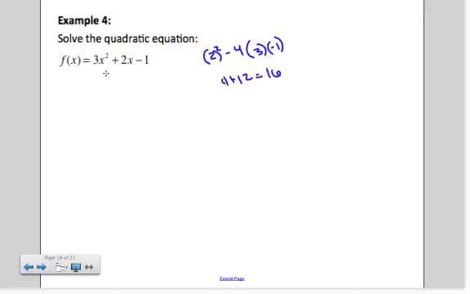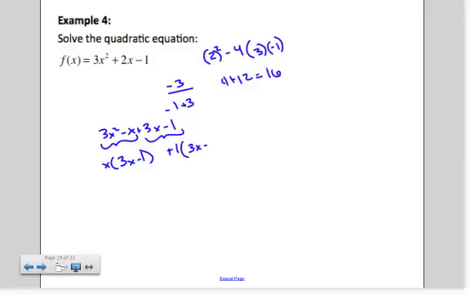It's factorable. So 3 times 1 is negative 3, 1 and 3, bigger one's positive, smaller one's negative. So this gives me 3x squared minus x plus 3x minus 1. It was factorable by AC method since a is bigger than 1. Factor out an x from the first two, and I have 3x minus 1. Factor out a 1, and I have 3x minus 1. And I need to put it equal to 0. That's 3x minus 1 times x plus 1 equals 0.